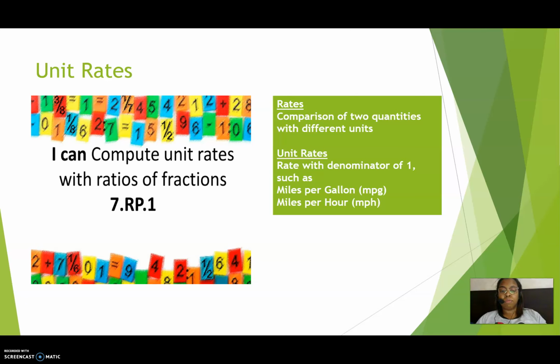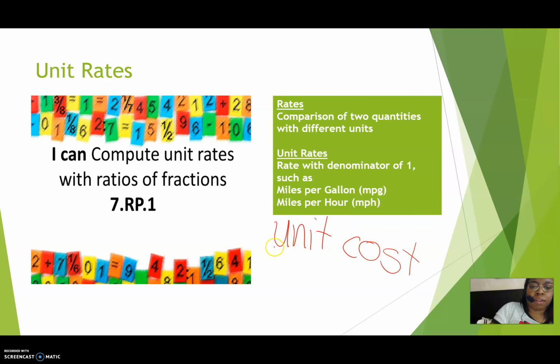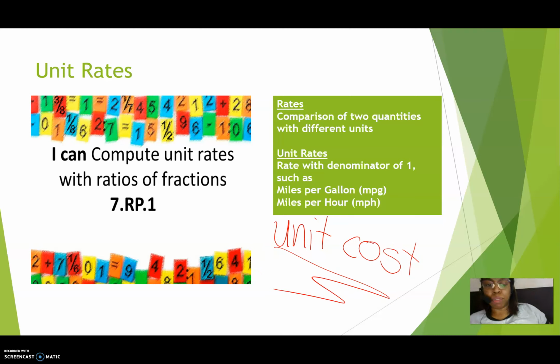When we're talking in terms of money, we're going to add 1 to this, because when we bring money into it, if we're talking about the cost of just one item, it is a unit cost. So we'll do some examples where you'll be able to distinguish unit rates from unit cost.